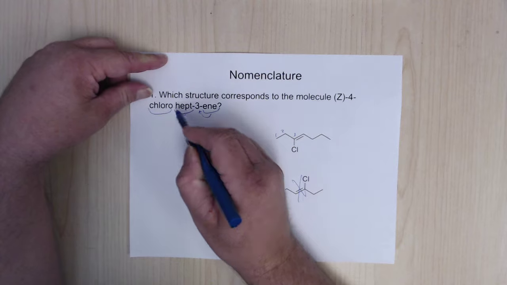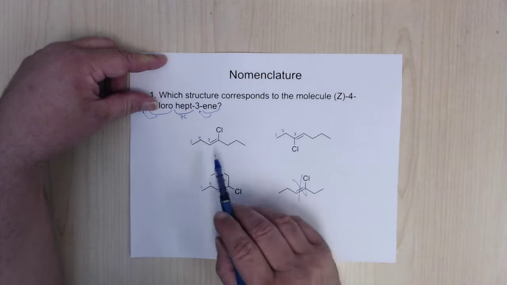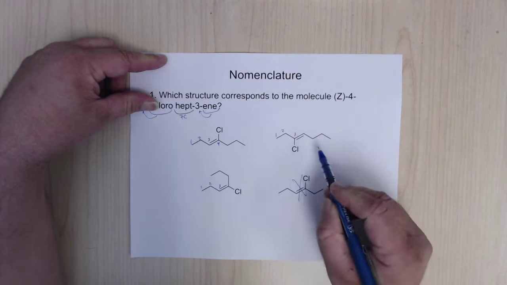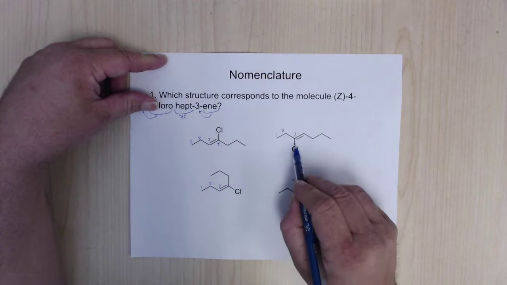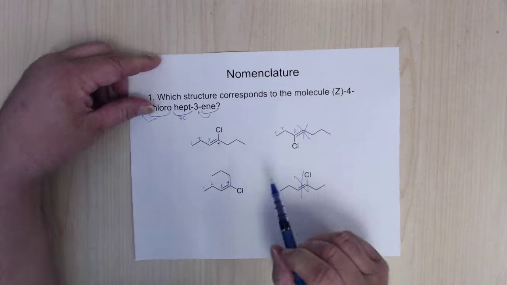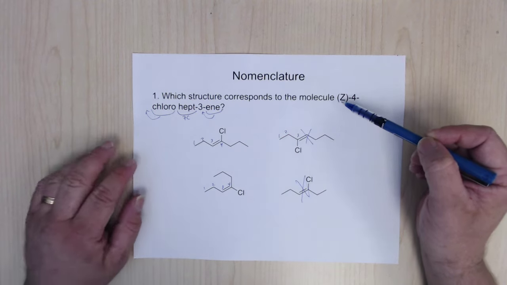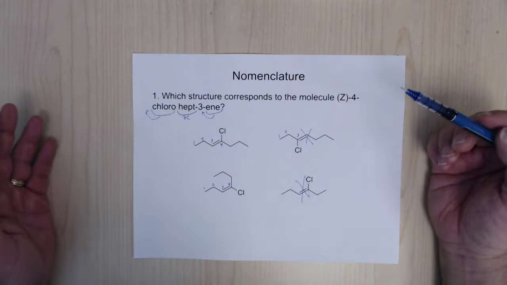Now we also have a chlorine, and remember, it's at carbon 4. Here it's going to be carbon 4, but this one here is at carbon 3, so we can get rid of this one. Then here it's at carbon 4. So we're actually down to these two. Even if you don't know what E and Z is, if you don't remember, you have a 50-50 shot.